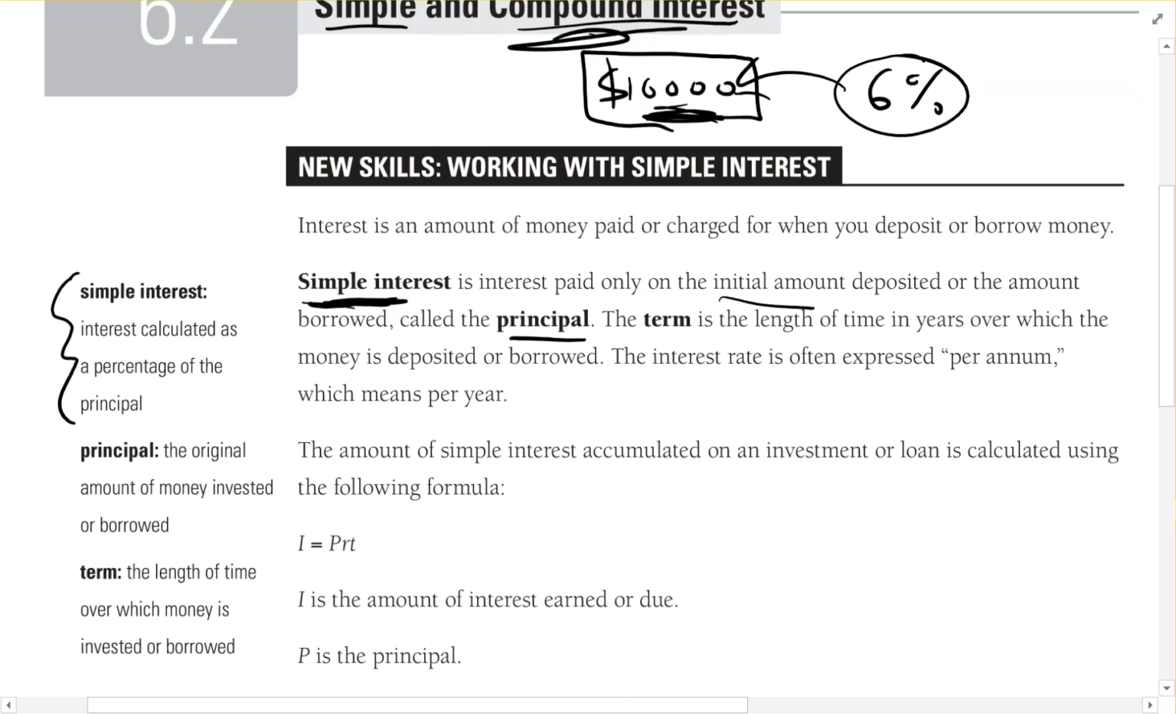So that's the idea. The principal, I can't remember if I said this or not. Principal is the initial amount put down. So that's how much, so you can remember principal, another way is it starts with a P. You can think put down, like that's how much money you put in. And then the term is going to be how long, so the length of time in years over which the money is deposited or borrowed.